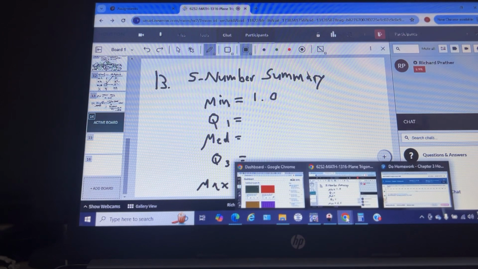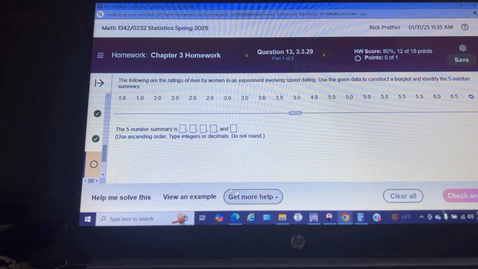Okay, then the median's also easy. That's taught as low as junior high. So let's see how many numbers are here. 1, 2, 3, 4, 5, 6, 7, 8, 9, 10, 11, 12, 13, 14, 15, 16, 17, 18, 19, 20. There's 20 numbers here. So 10 and 10. There's 10 small ones and 10 big ones. 1, 2, 3, 4, 5, 6, 7, 8, 9, 10. Right there, that's where I would draw the line after the 10th one.